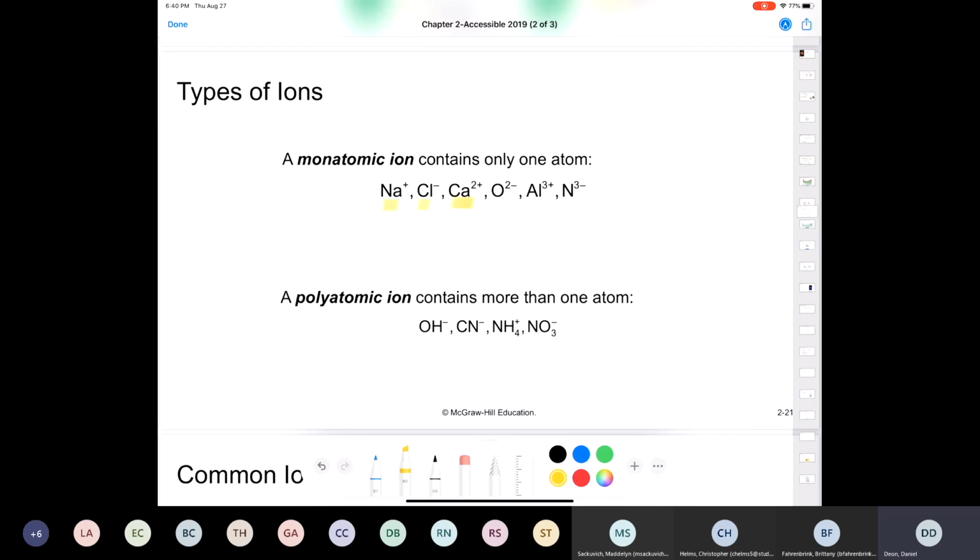We have a calcium cation. We have an oxygen anion. That's called an oxide. Again, more on that later. You have an aluminum cation and a nitrogen anion, and that's called nitride. And again, more on that later.